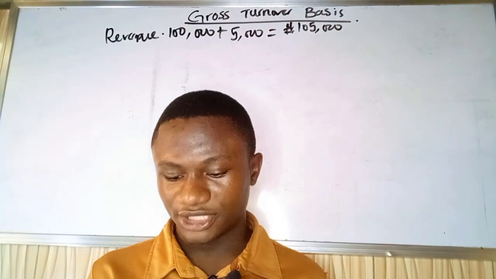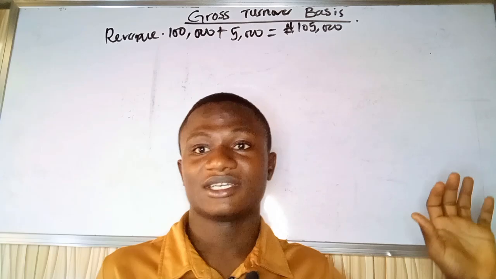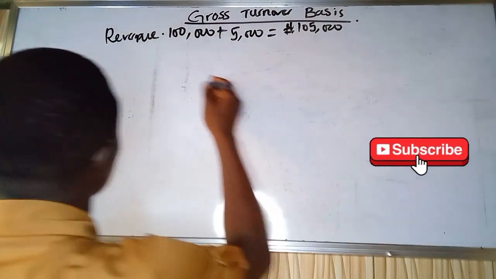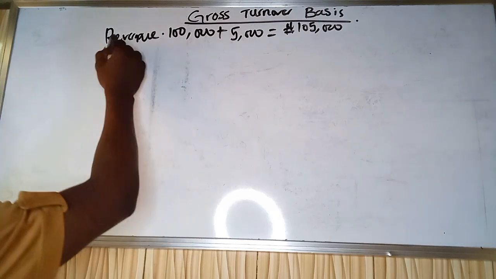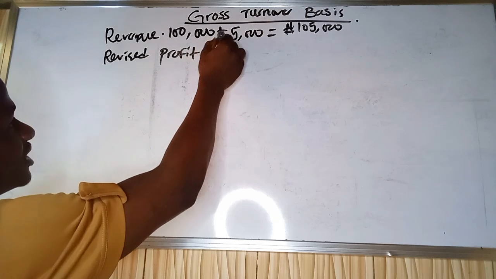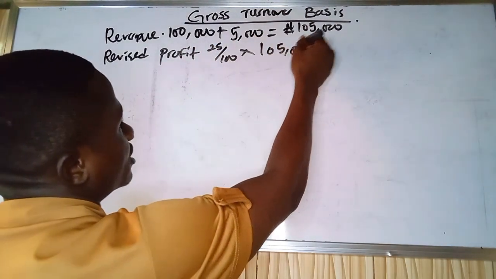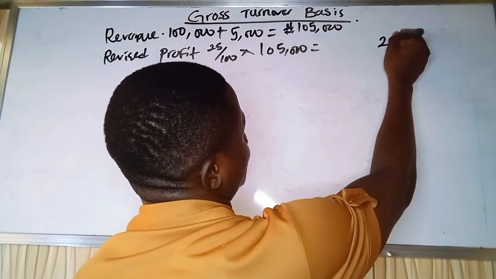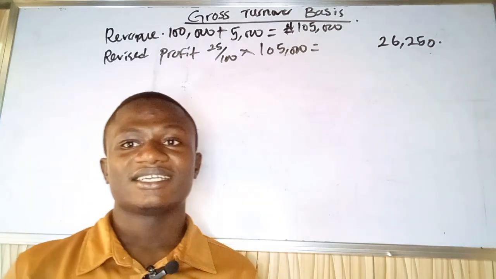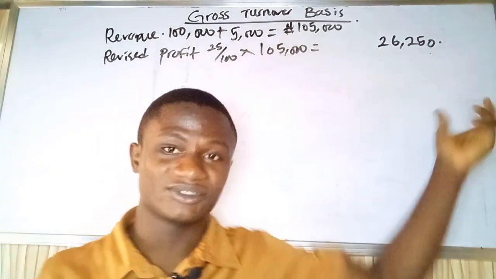Having this, we're going to apply 25% on this revenue, and we are going to use it as our profits for the company. So we have our revised profit. Revised profit will now be 25 over 100 times 105,000. That gives us 26,250. This is the profit of the company that we are going to be applying whatever we want to apply on it.